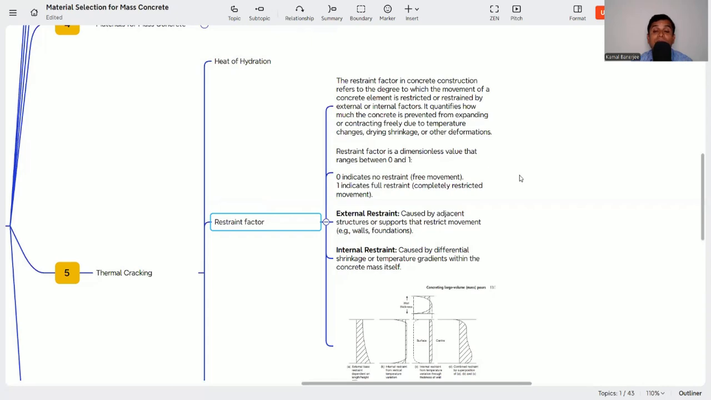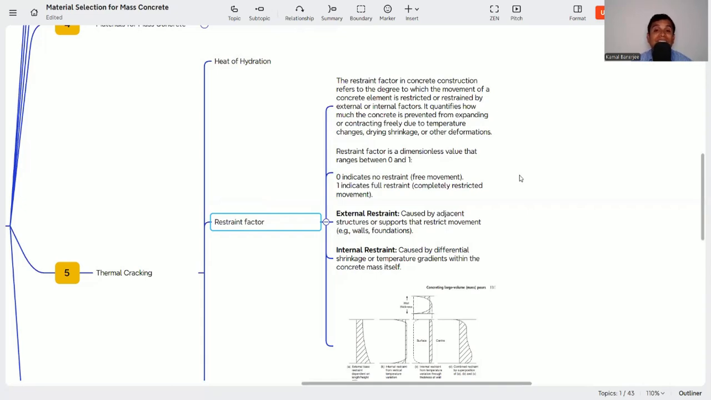If we do not properly restrain the concrete, then again thermal cracks will generate. So what is the restraint factor? The restraint factor in concrete construction refers to the degree to which the movement of a concrete element is restrained or restricted by external or internal factors.